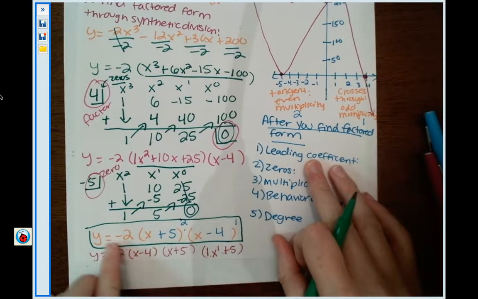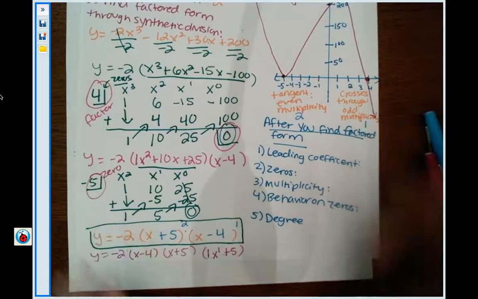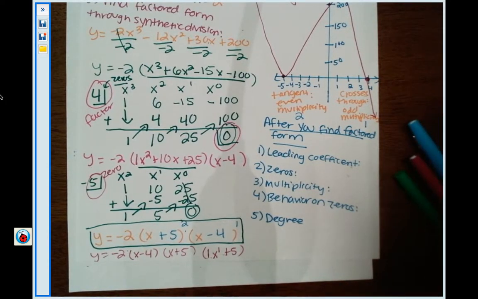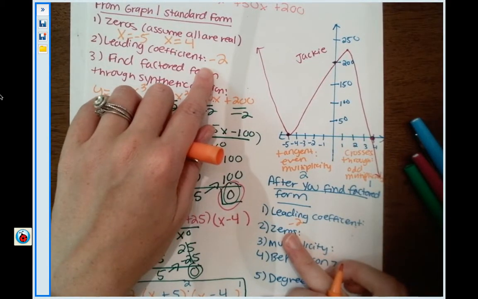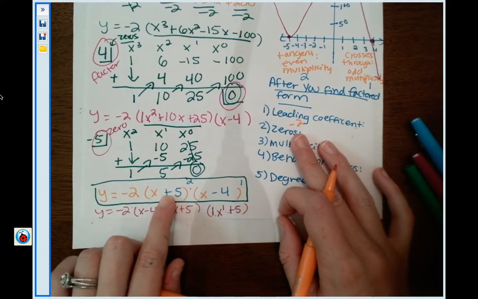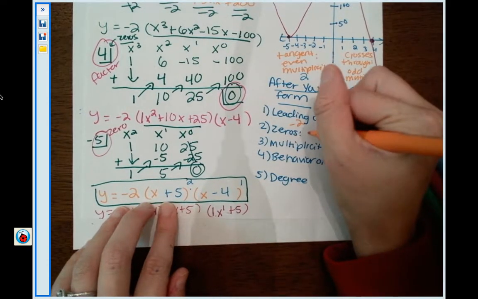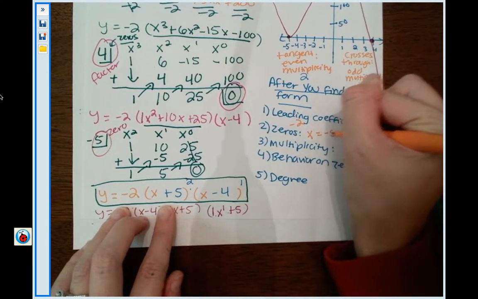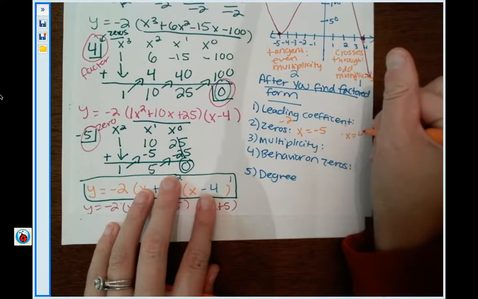Alright, so now we're going to answer these questions about factored form. The leading coefficient in factored form is that first number we see in front of the parentheses, which is negative 2. If you see, this is the same thing as the leading coefficient up here. It should be, or we did something wrong. The zeros, remember, we changed the signs in factored form. So since it's x plus 5 here, it's x equals negative 5 here. And since this is negative 4 here, it'll be positive 4 here.